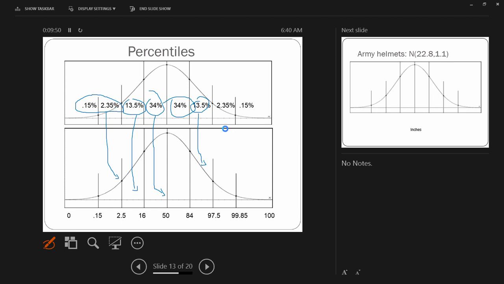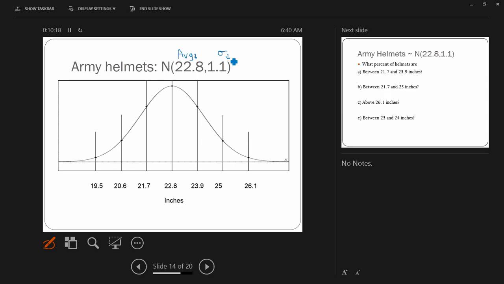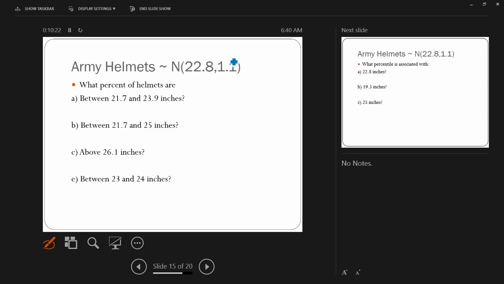So let's say that we have this distribution of Army helmets, and the average circumference of the Army helmets, the average head size in the Army is 22.8 inches, and the standard deviation, I'll use that term sigma, is 1.1 inch. So if we say, okay, this normal curve is going to be centered at 22.8, and then I'm just going to add and subtract 1.1 inch as we go out each standard deviation. How does this play out for us?